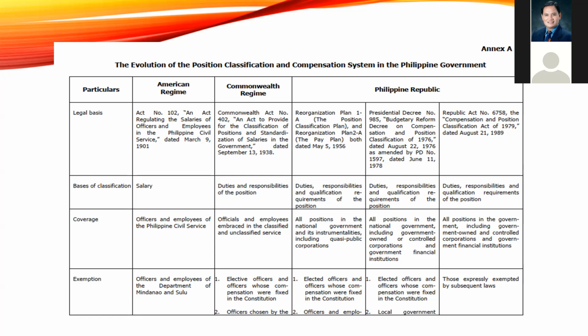So Act number 102, so during American regime, Act number 102, an act regulating the salaries of officers and employees in the Philippine Civil Service, dated March 9, 1901. So to uplift the economic status of civil servants, so this act was enacted and attract and retain qualified and competent staff. The Philippine Commission passed Act number 57 in 1900, directing the Philippine Civil Service Board to conduct a survey of salaries in the civil service.